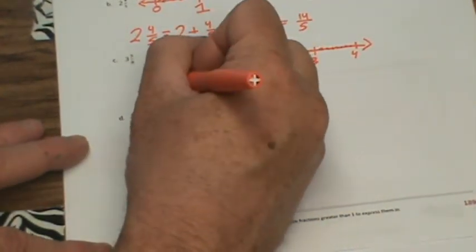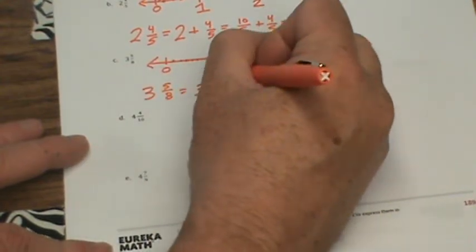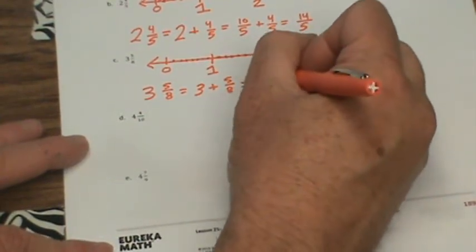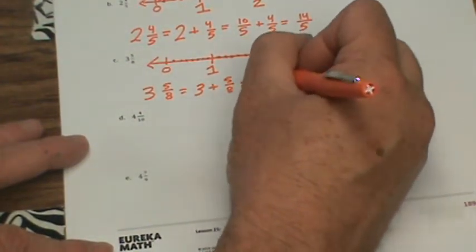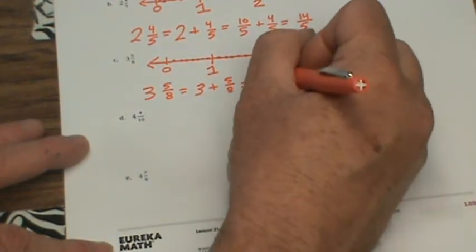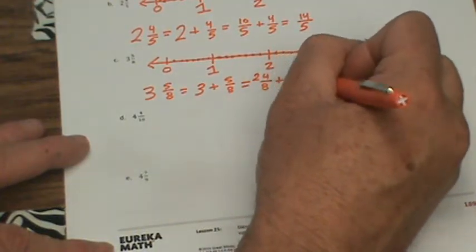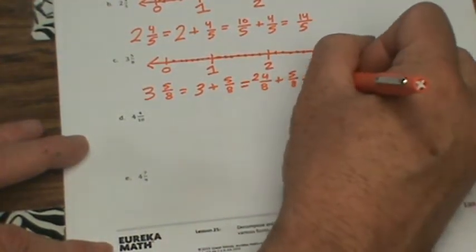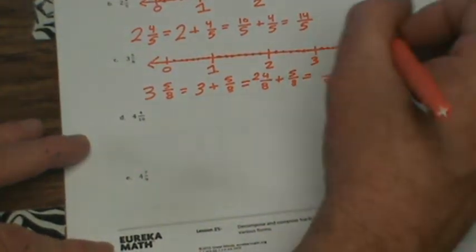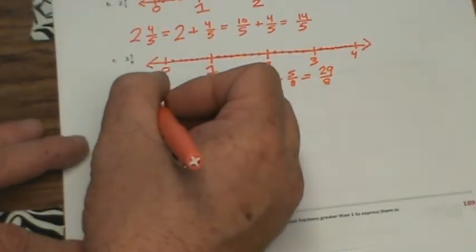We're going to go 3 5/8 equals 3 plus 5/8, which would equal what? Well, I have to deal in 8s, right? So 8 times 3 is 24. That'd be 24/8 plus 5/8. What will that equal? Remember, the denominator doesn't change. 24 plus 5 is 29. So you have 29/8. Does that equal 3 5/8?